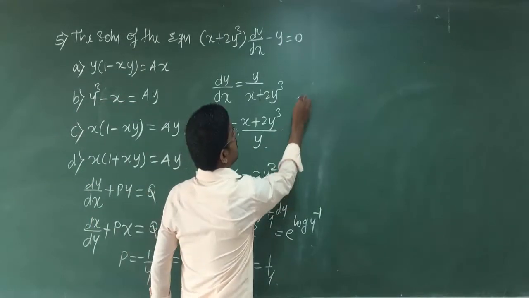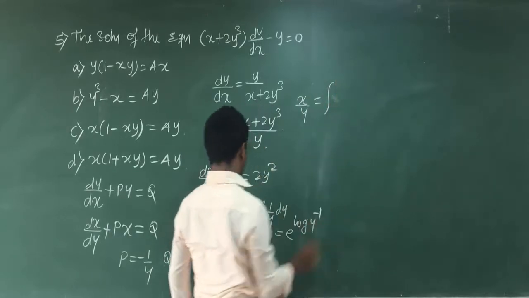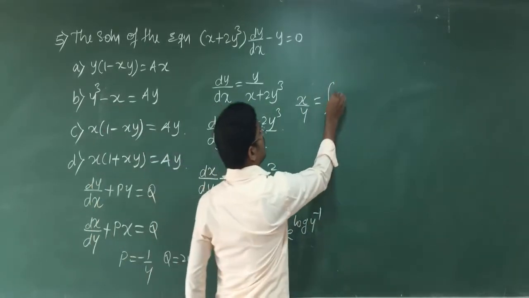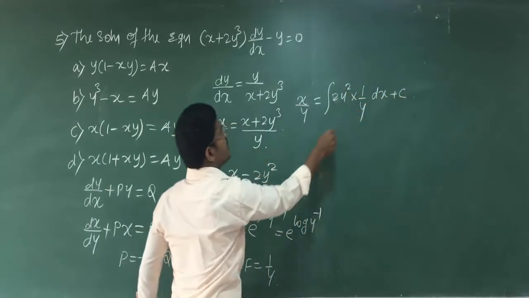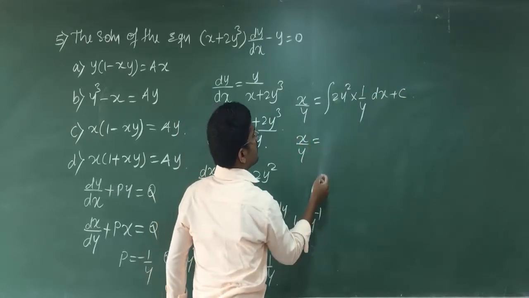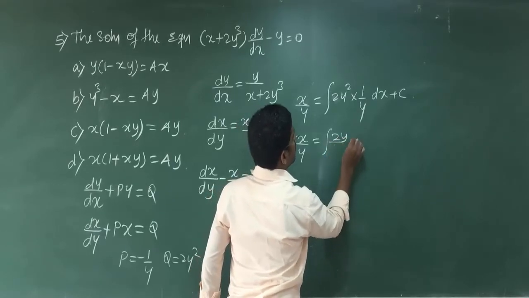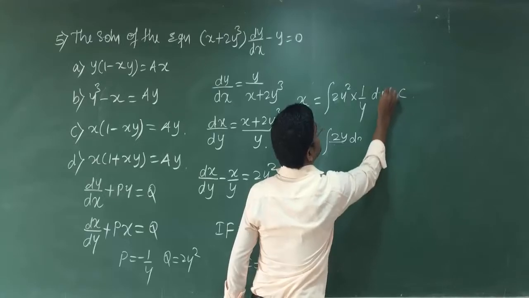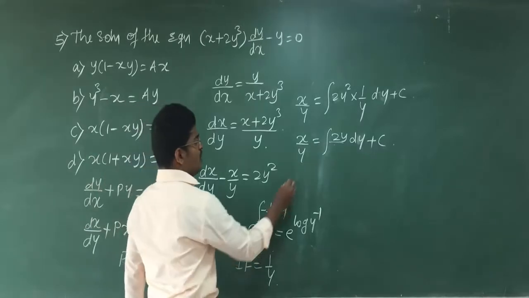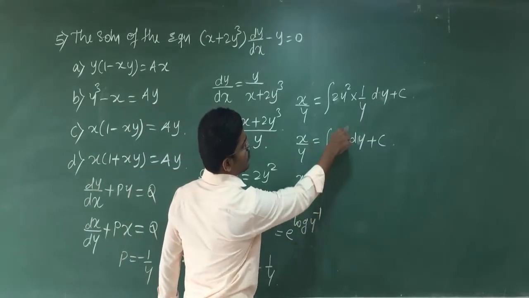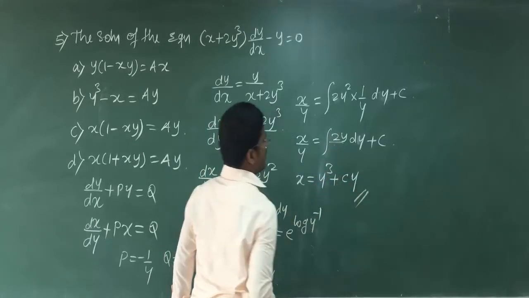So now we have to solve the equation: x by y equal to integration of what is q? Q is 2y square into 1 by y dy plus c. If you simplify this, x by y equal to integration of 2y with respect to dy, not dx, plus c. So now if you integrate this, x equal to y cube plus cy will be your answer.